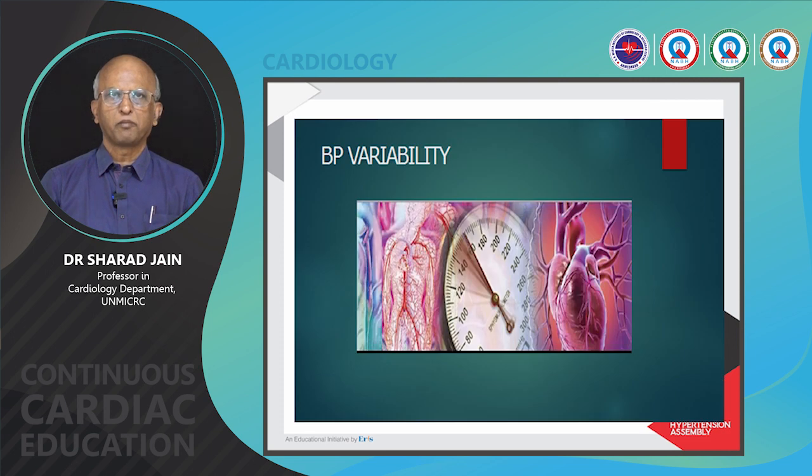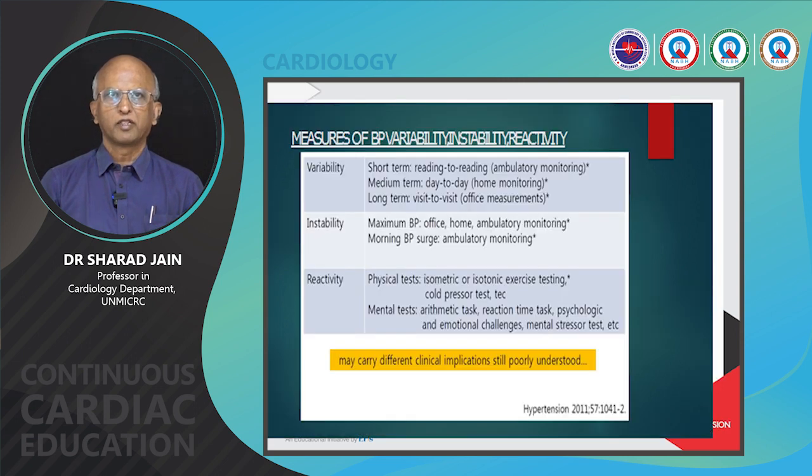So, blood pressure variability is very common. The blood pressure varies from time to time. It is just like the share market, which varies from minute to minute; in just 2 minutes, blood pressure can vary at different timings. So, measures of BP variability, stability or reactivity are: variability, short term, that is reading to reading in ambulatory blood pressure monitoring, medium term, that is day to day in home monitoring, and long term, that is office measurements. Instability: maximum blood pressure in office, home, ambulatory monitoring, morning BP surge, etc.